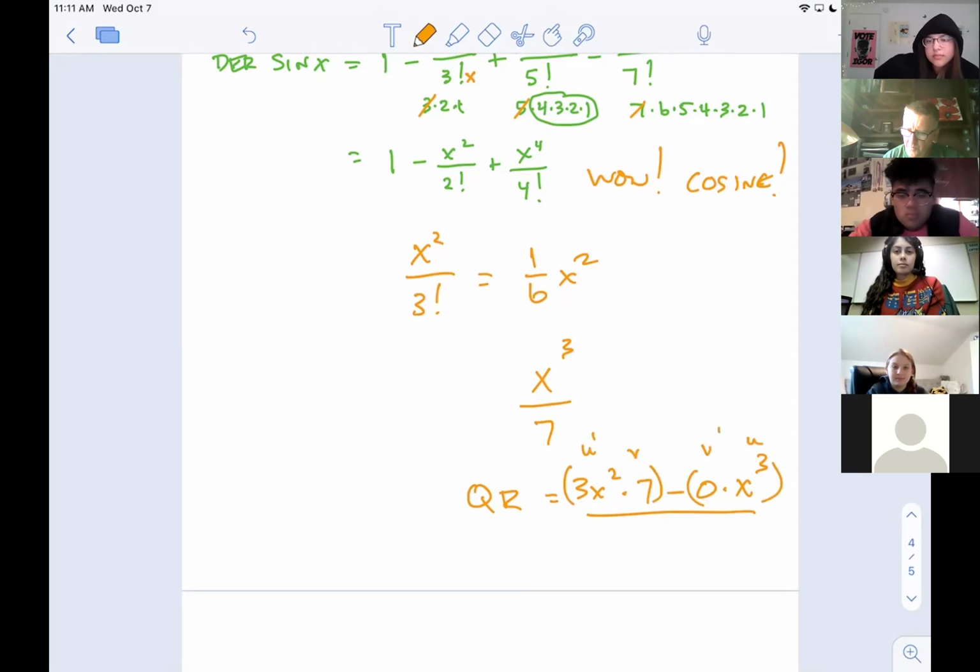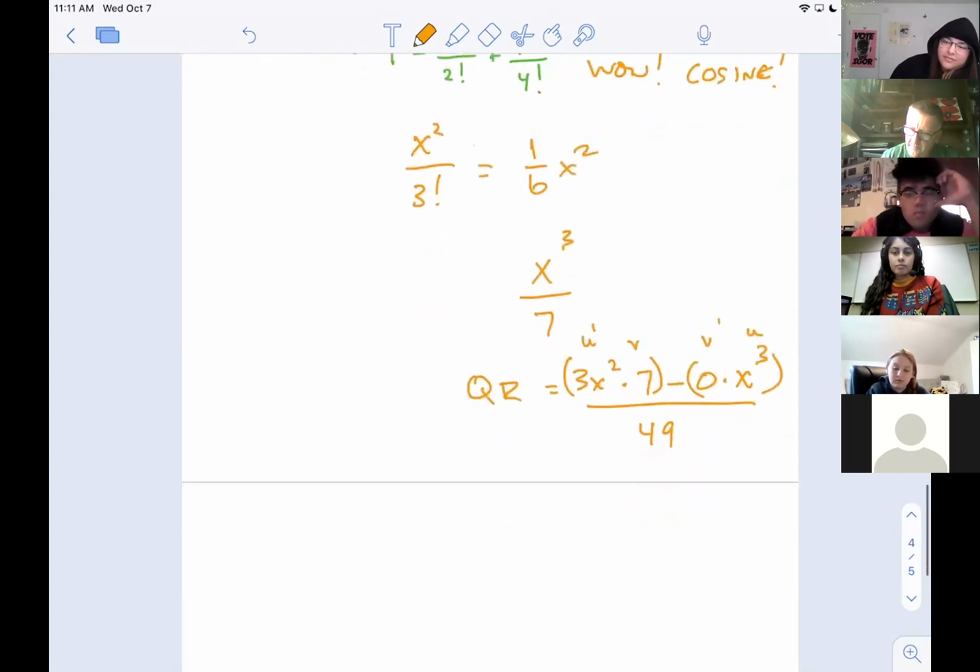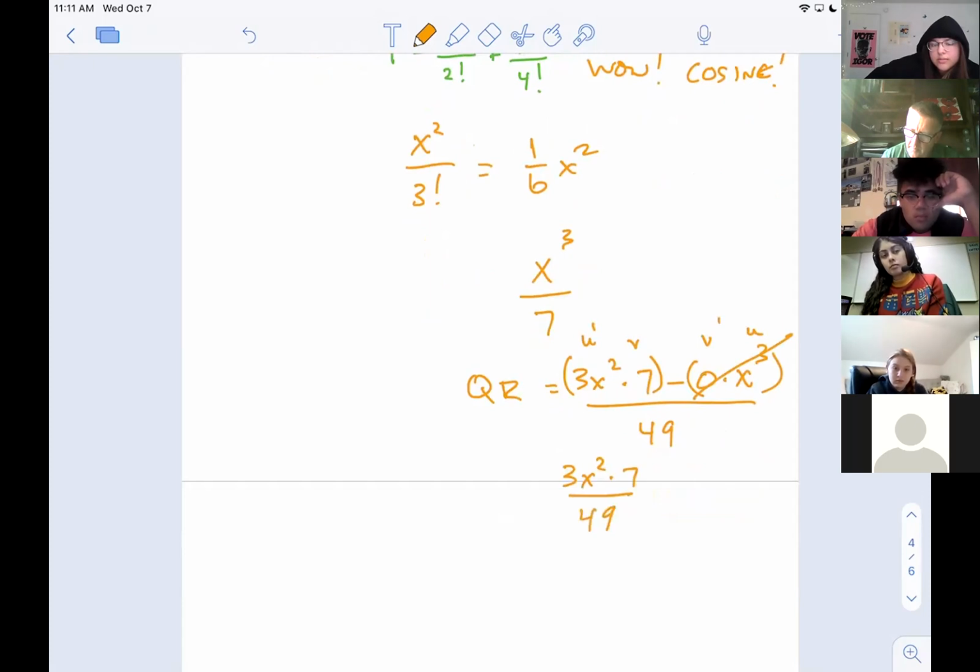What's the rest of the quotient rule? V squared. So down here is a 49. So what's left as a result of that? Well, this term goes away because of the 0, right? 0 times x cubed is 0. So then I have 3x squared times 7 over 49. Well, doesn't this 7 cancel with one of the 7s? So you get 3x squared over 7. So yeah, it is quotient rule.